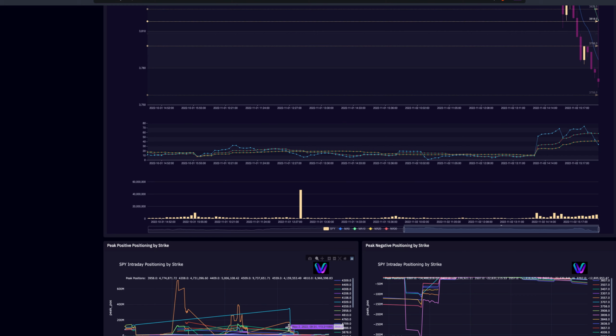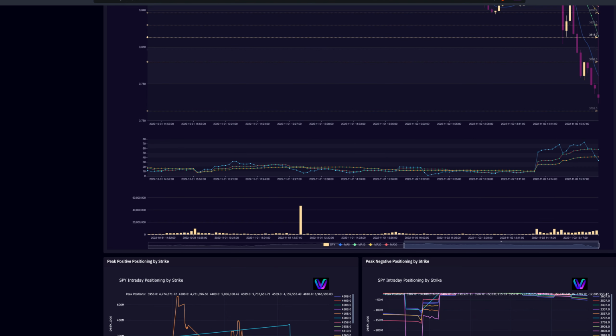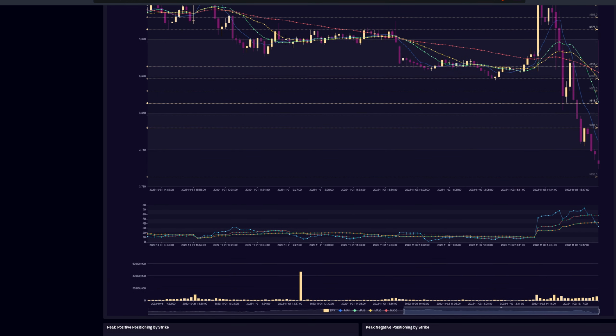So 926, it just completely cratered. But negative positioning actually grew in that period. So I hope that kind of makes sense as well.